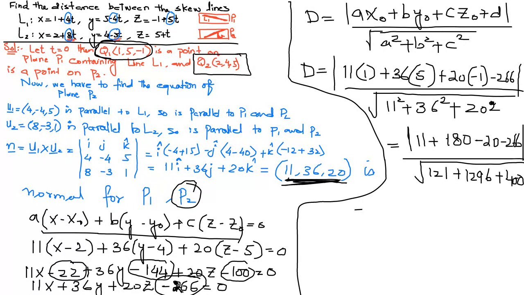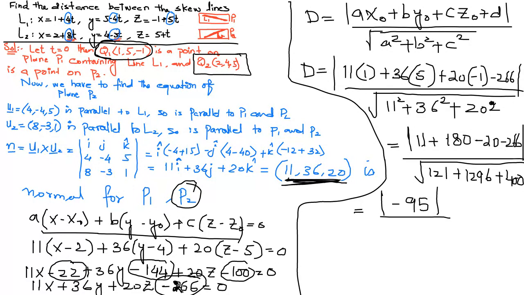Now simplify it. 11 plus 180 is 191. 191 minus 20 is 171. 171 minus 266 is minus 95.